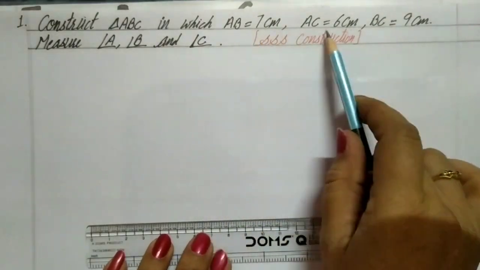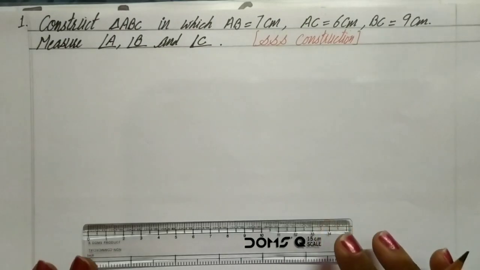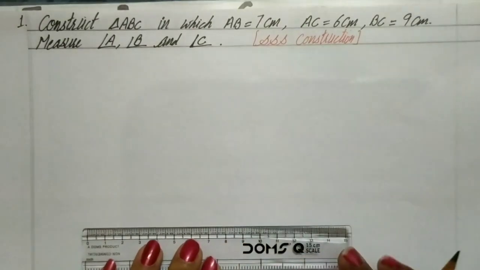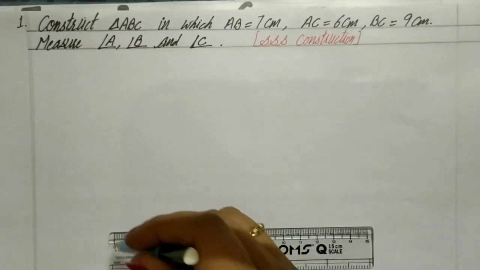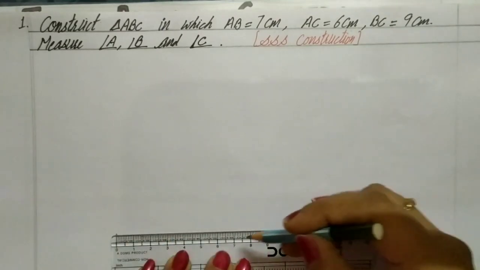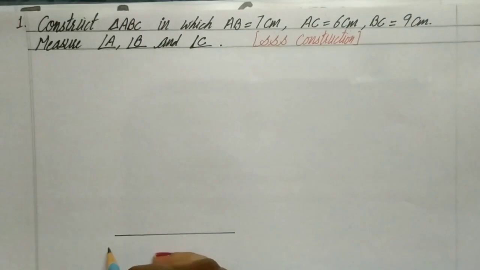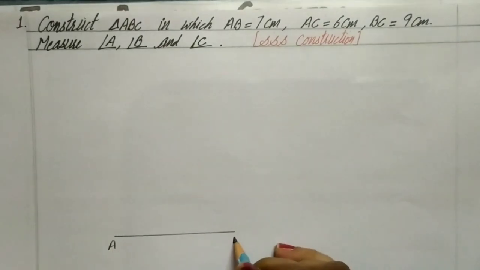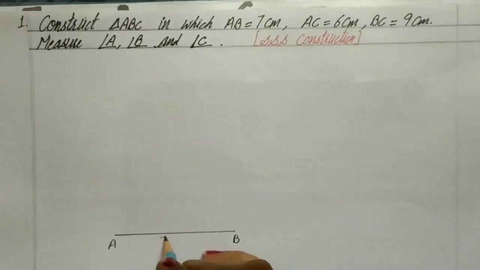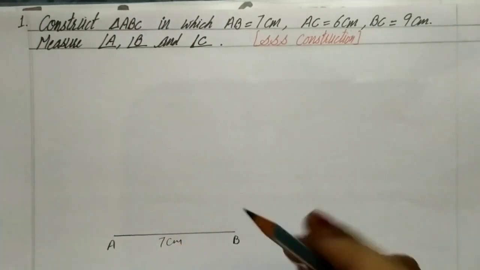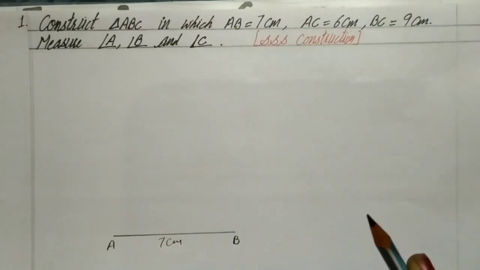Out of these 3 sides you can take any one of the sides as base. Here I am going to take AB as base, that is 7 cm. Just mark 2 dots and label them A and B. After joining, the segment that we get is 7 cm. Since we have to construct, we have to use the compass.